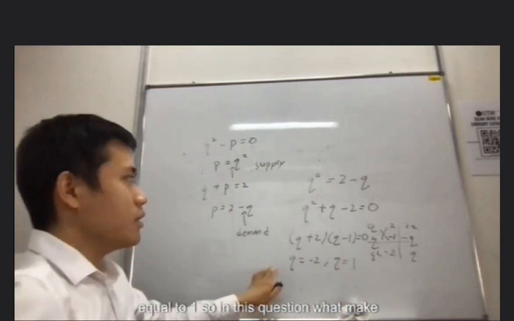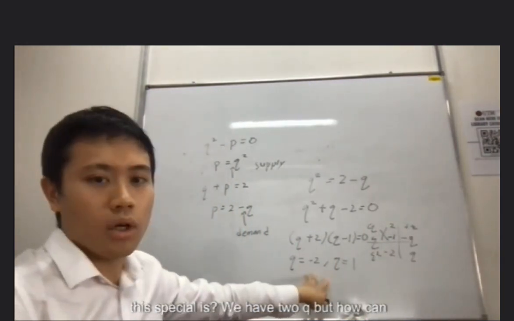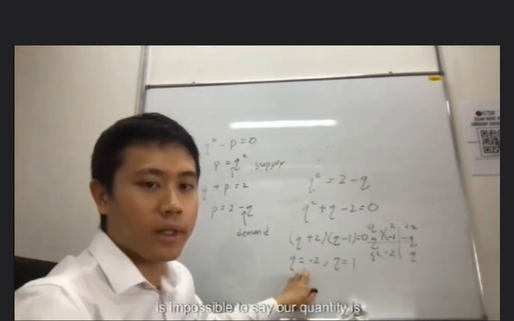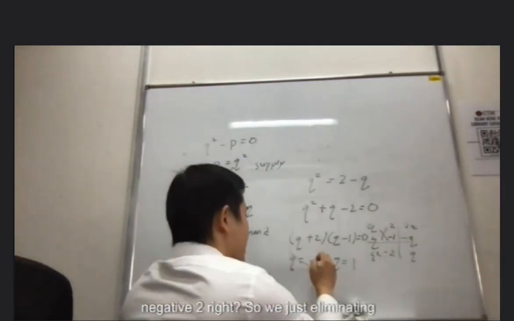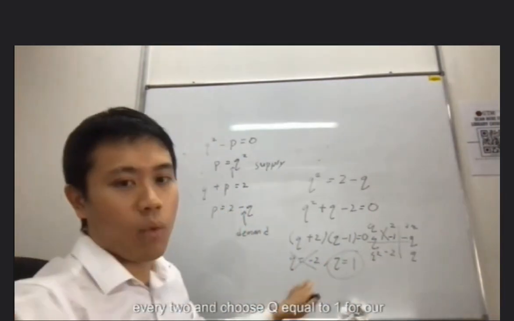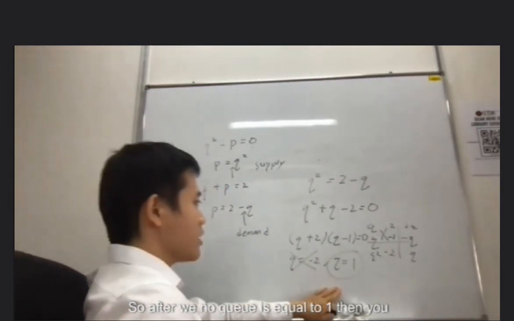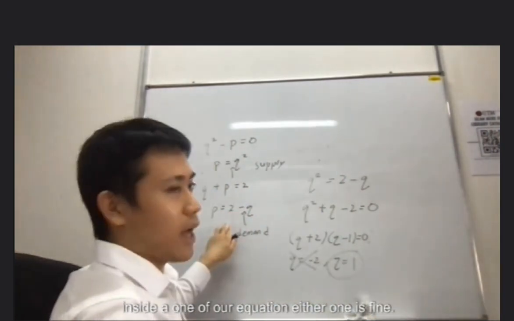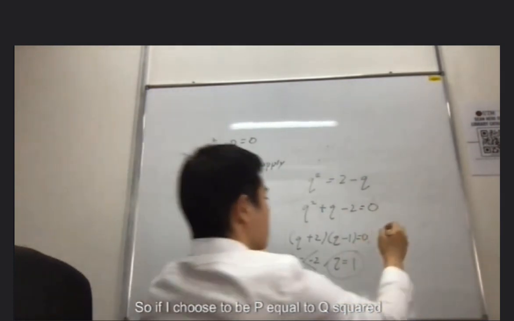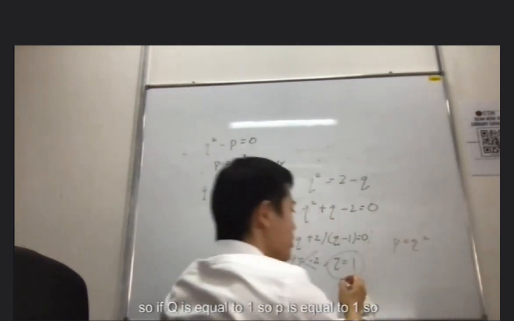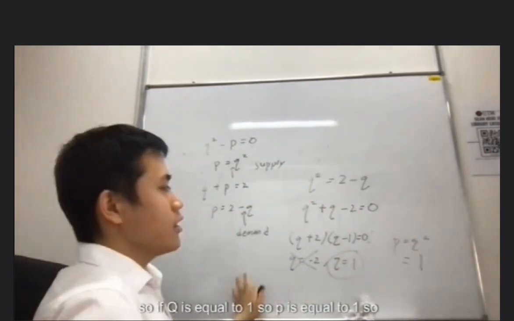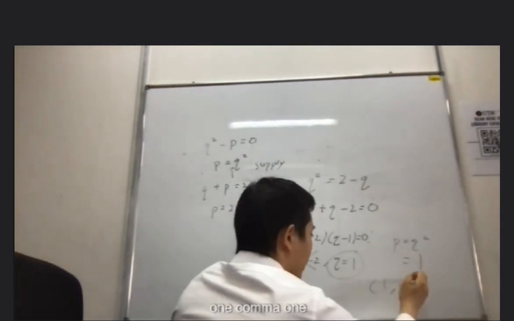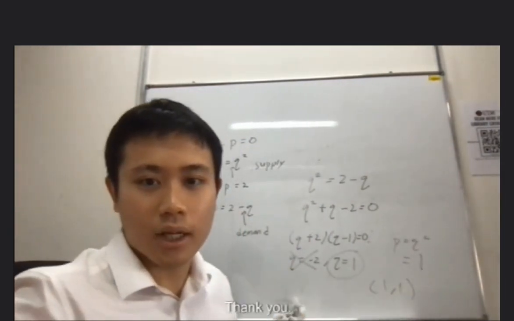What makes this question special is that we have two values of q, so how can we identify which one to pick? It is impossible for our quantity to be negative 2, so we eliminate negative 2 and choose q equals 1. After we know q equals 1, we substitute the quantity into one of our equations; either one is fine. If I choose p equals q squared, then when q equals 1, p equals 1. So our market equilibrium point will be (1, 1). That's it for me. Thank you.